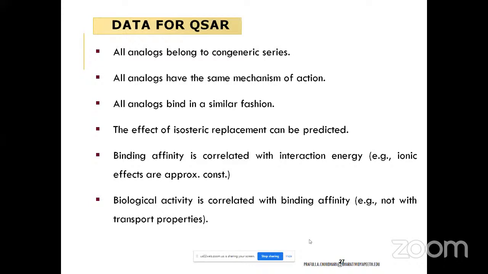Transport properties are quite different to biological activity. Biological activity is when you see interactive behavior is there. Also, in the transport properties, the interactive behavior is there, but they are not considered over here. The biological activity is correlated with binding affinity. Binding affinity is correlated with the interaction energy.